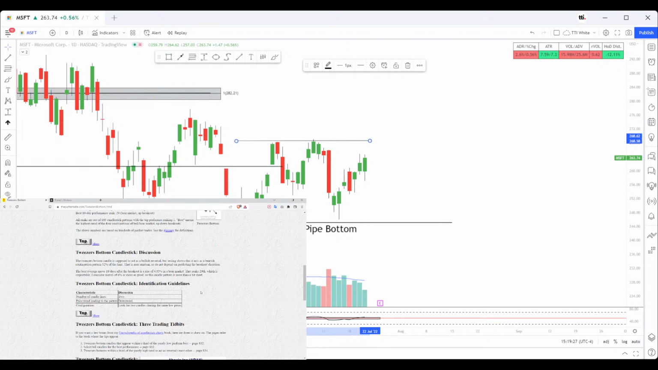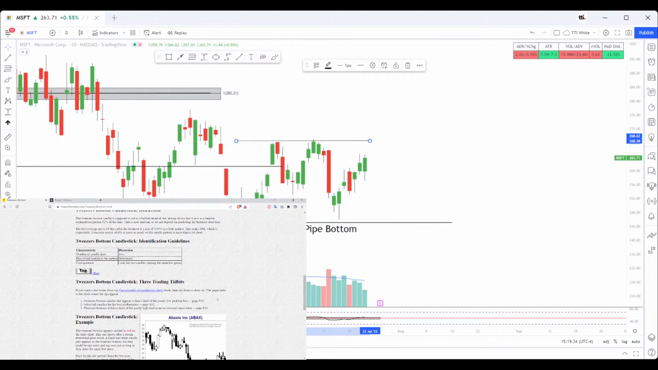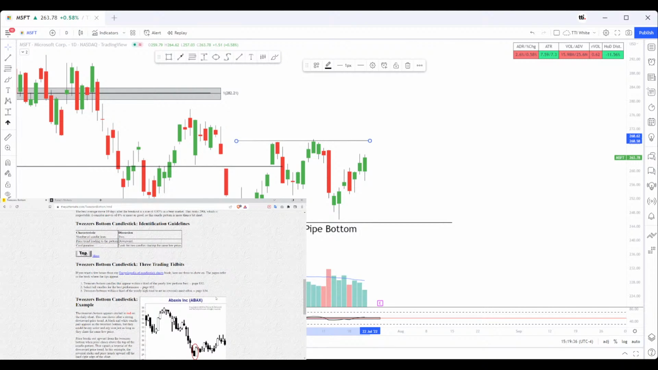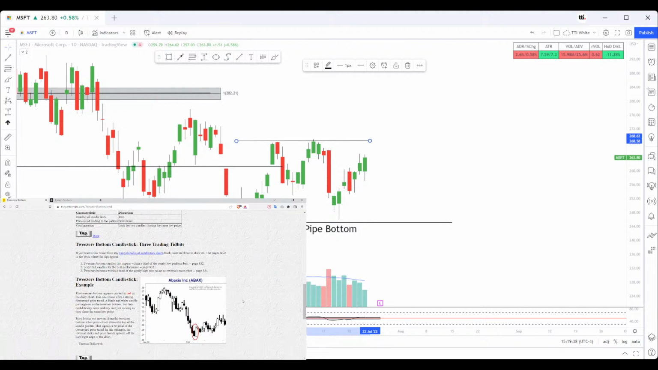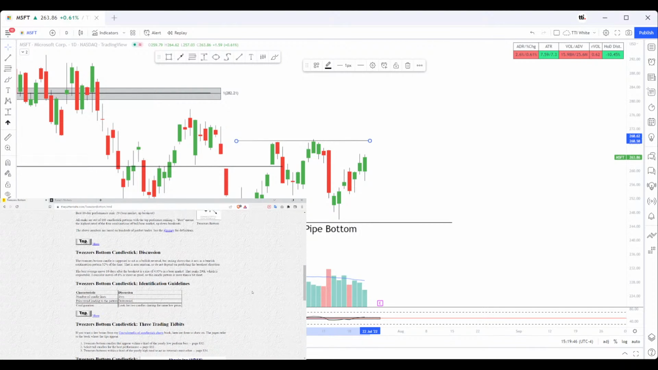Identification guidelines. Number of candles, 2. Price trend, downward. Configuration, look for 2 candles sharing the same low price. That's all it is. I think the difference between a tweezer and a pipe bottom is that the pipe bottom has an obvious spike. The tweezer does not. Because what is the spike? I thought the tweezers had the body. What's the spike represent?